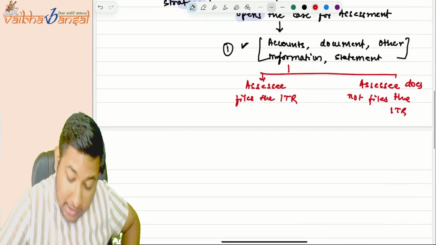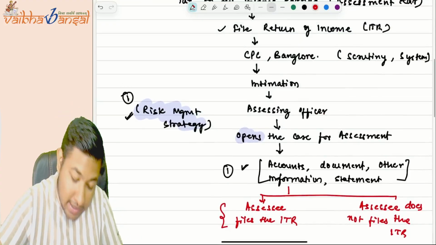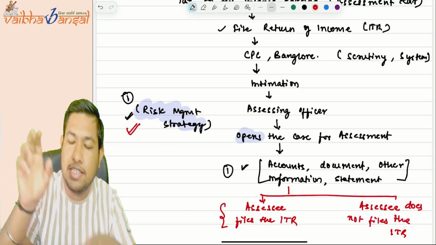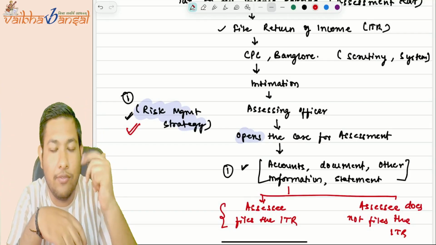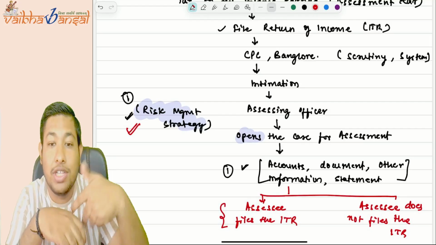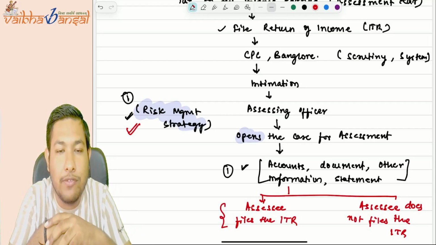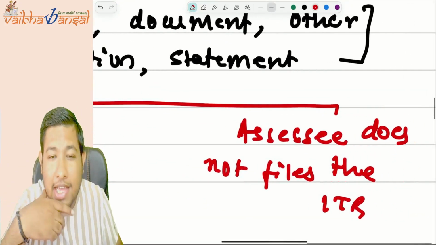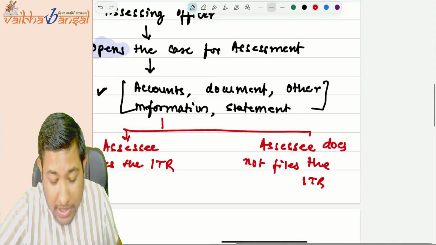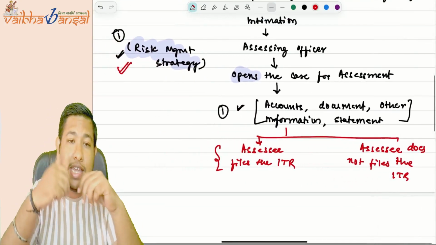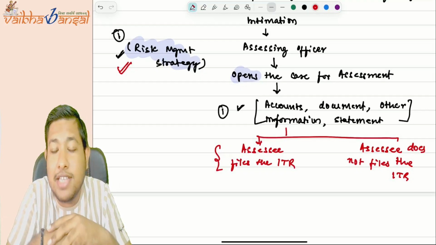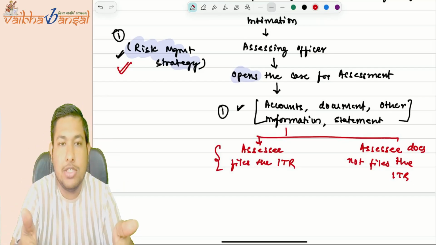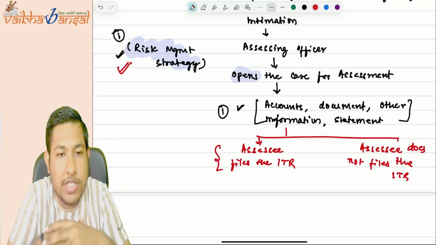Sir, the assessee who has filed the ITR can get the data from the risk management strategy. If the assessee has filed the ITR and we found some mismatch, there can be a possibility of opening the case in assessment. But sir, if the assessee has not filed the ITR, then on what basis can the assessing officer claim that there is a chance of mismatch? There can be tax evasion. If my ITR is not filed, how can the assessing officer say that?